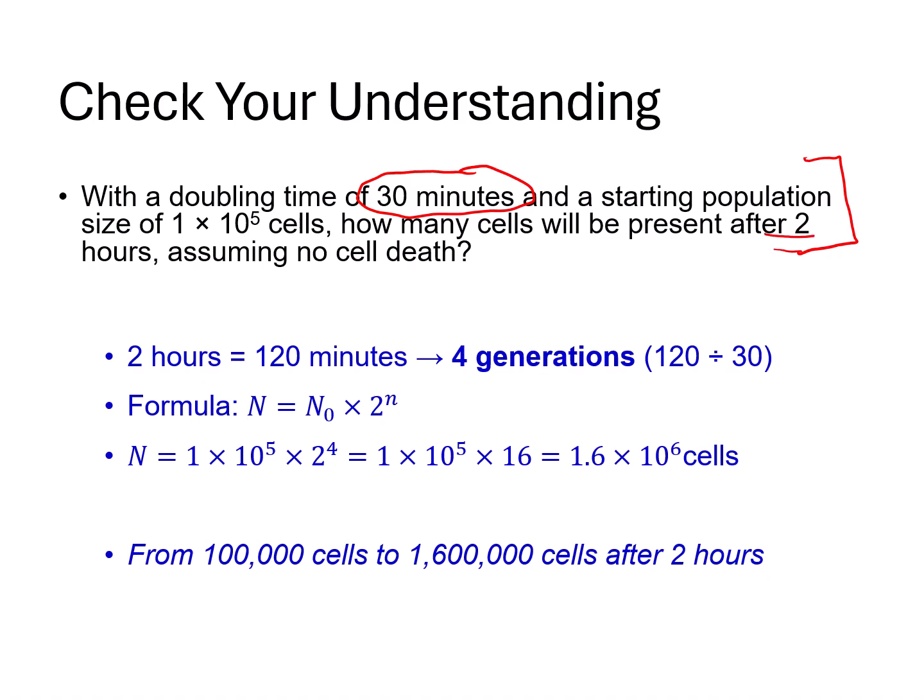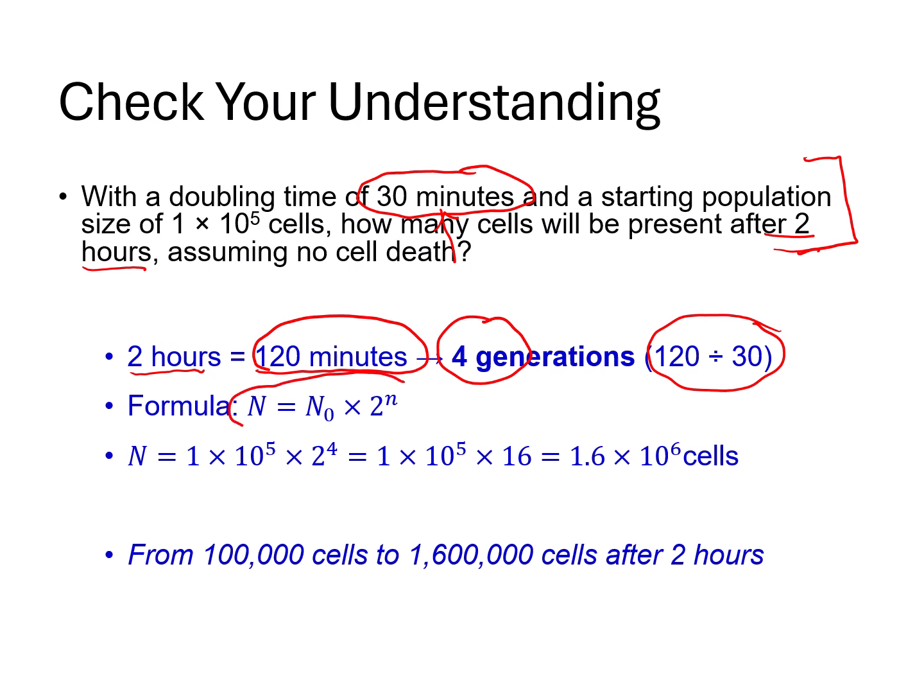And I'm looking at how many cells I have after 2 hours. So the first thing I did was convert 2 hours to minutes, and that's equivalent to 120 minutes. I know there are 4 generations that have occurred during this time because it takes 30 minutes for the cell to divide, and 120 divided by 30 is 4 generations. 4 binary fission cycles occurred.